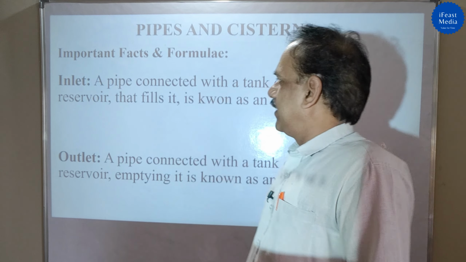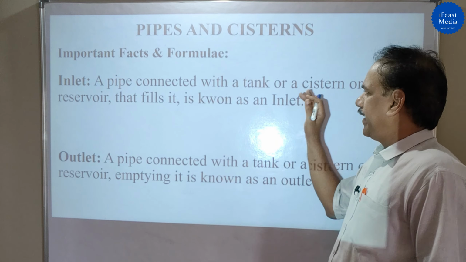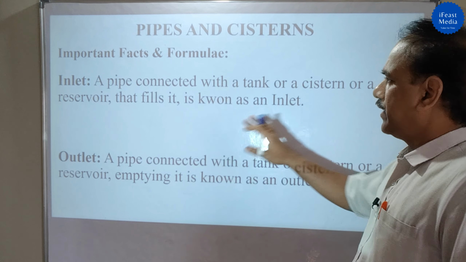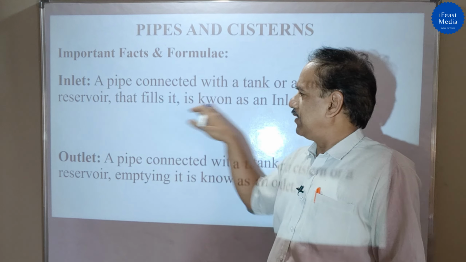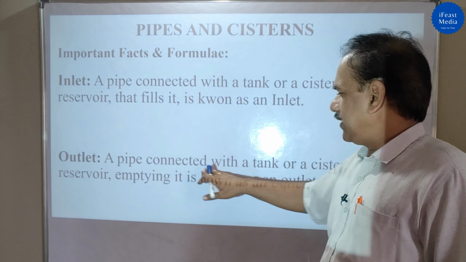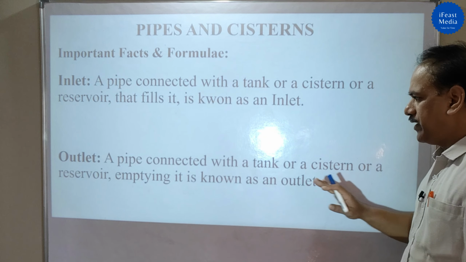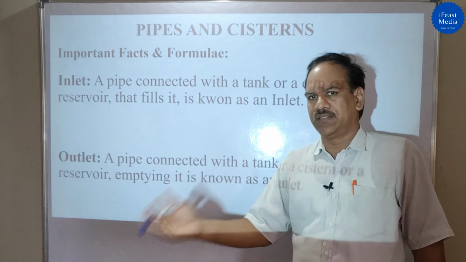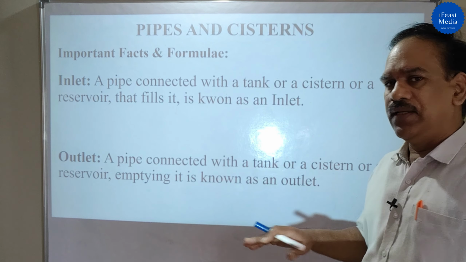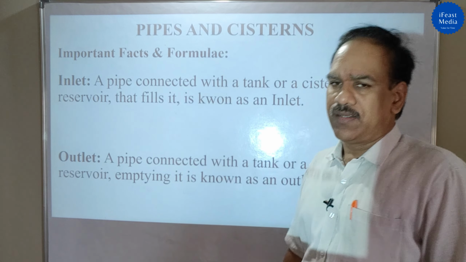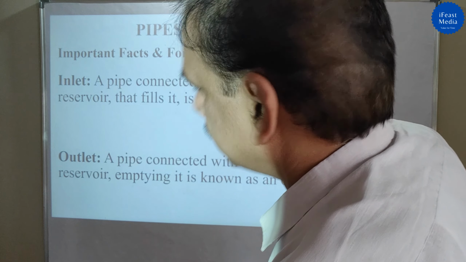What is an inlet? A pipe that is connected with a tank or a cistern or a reservoir that fills the tank or cistern is called an inlet. A pipe that is connected with a tank or a cistern or a reservoir that empties it, right? The pipe that empties it is called an outlet. The pipe that fills the tank is called an inlet.